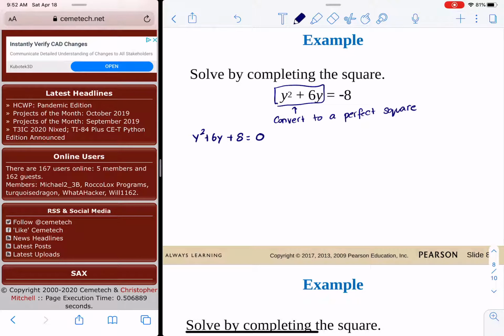And that is a quadratic equation. And here A is 1. That's A. B is 6. C is 8.